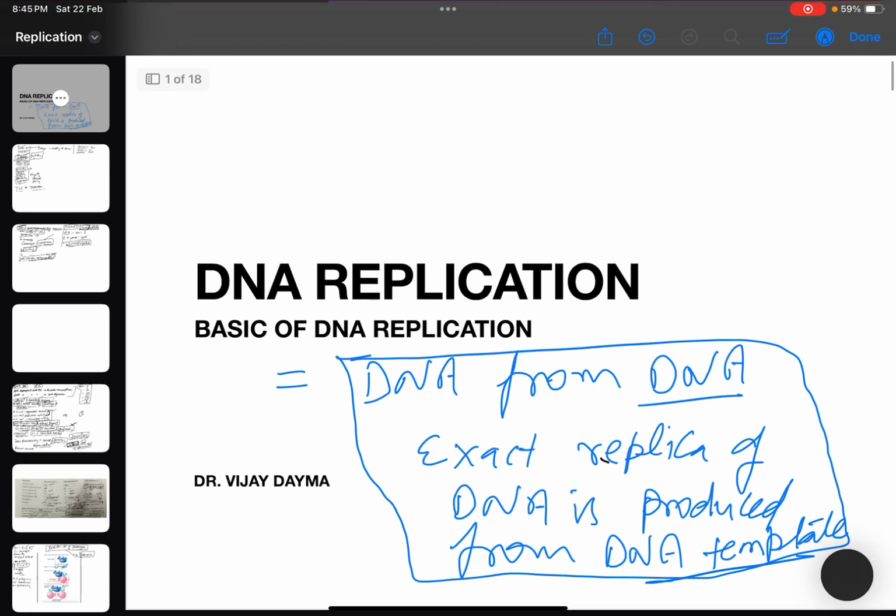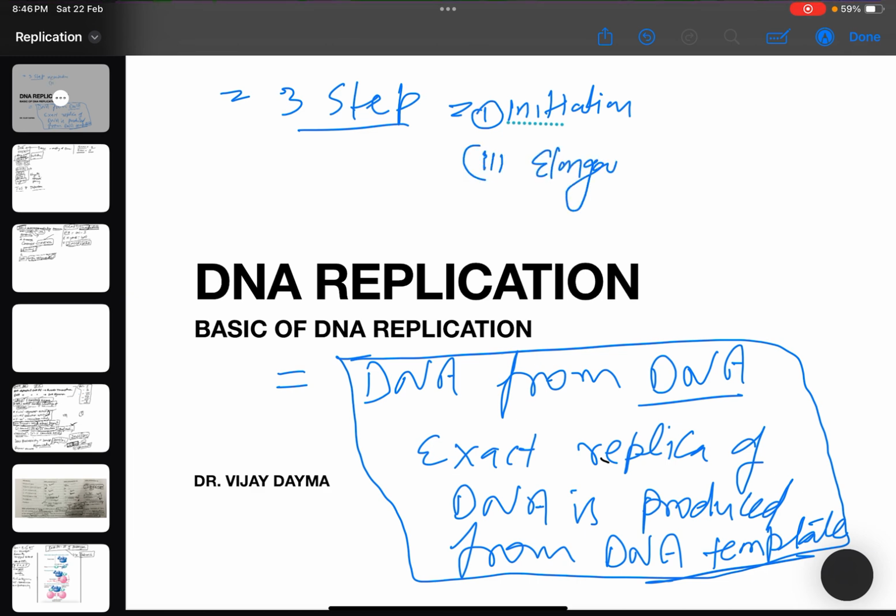As we know, DNA replication can be divided into three steps. How many steps? Three. The three steps are, first, initiation, second, elongation, and third, termination. So these three steps occur during the whole DNA replication process. Let us discuss them one by one.